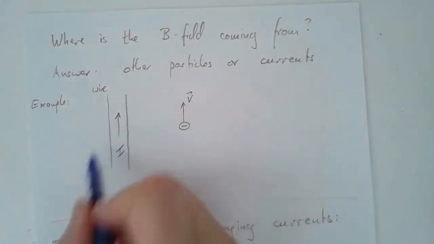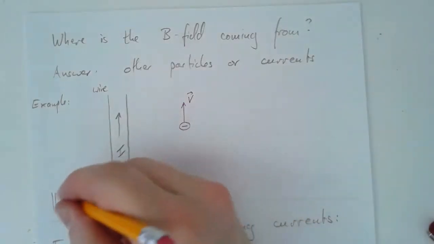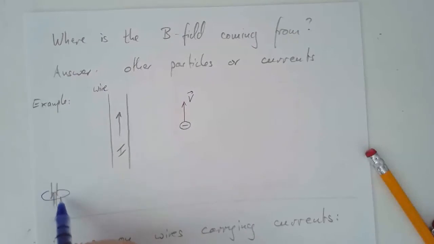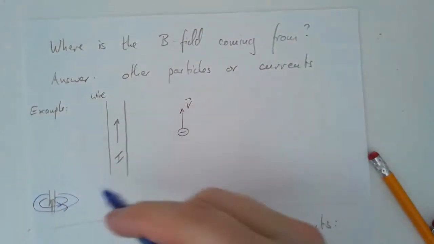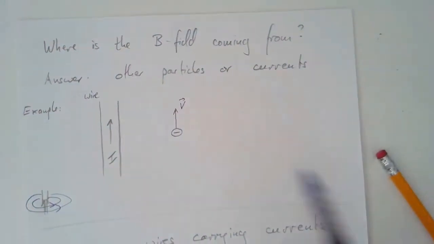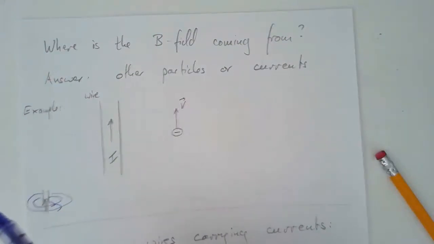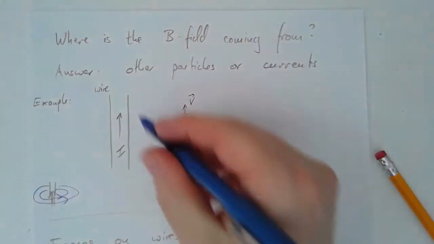So if I draw a separate little drawing down here, with this being the current going up, it sort of circles around it like this. Of course, we're going to draw it in 2D here, so the field goes into the page on the right of the wire, and comes out of the page on the left of the wire. If that still doesn't make sense to you, go back to the previous video.